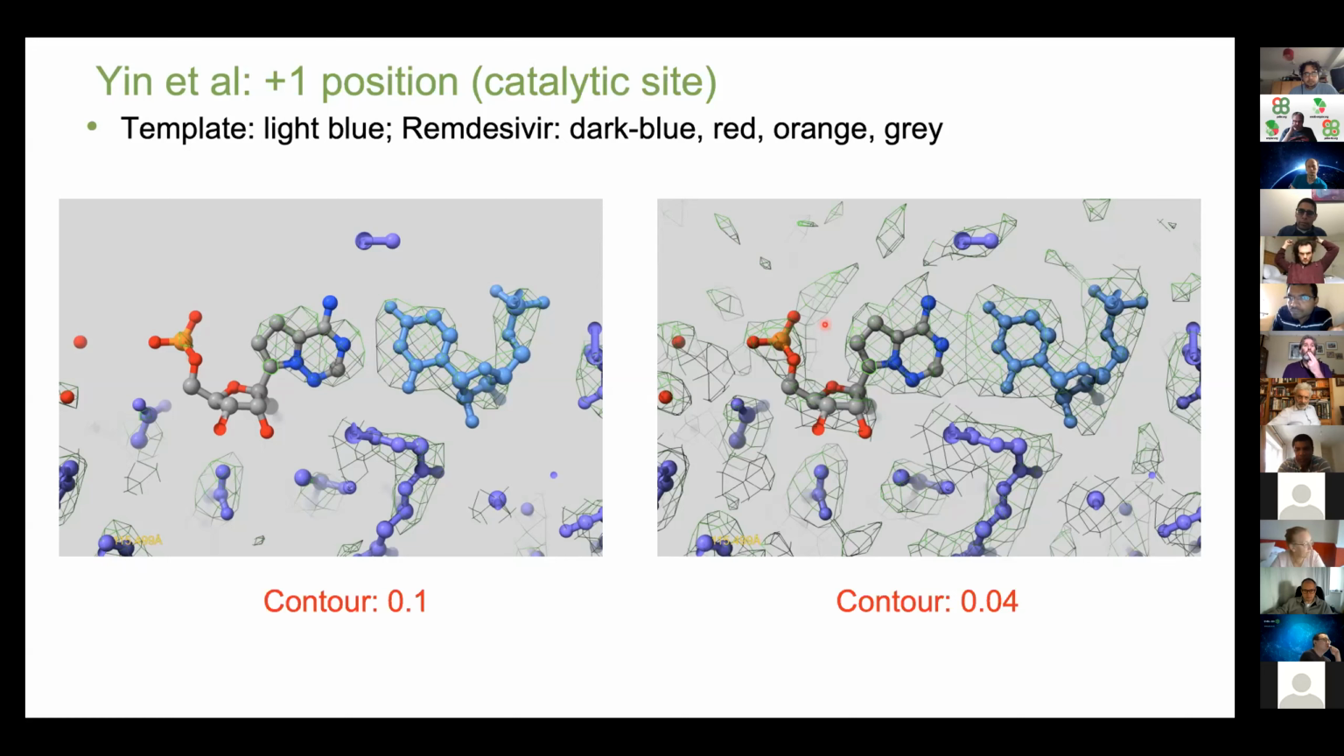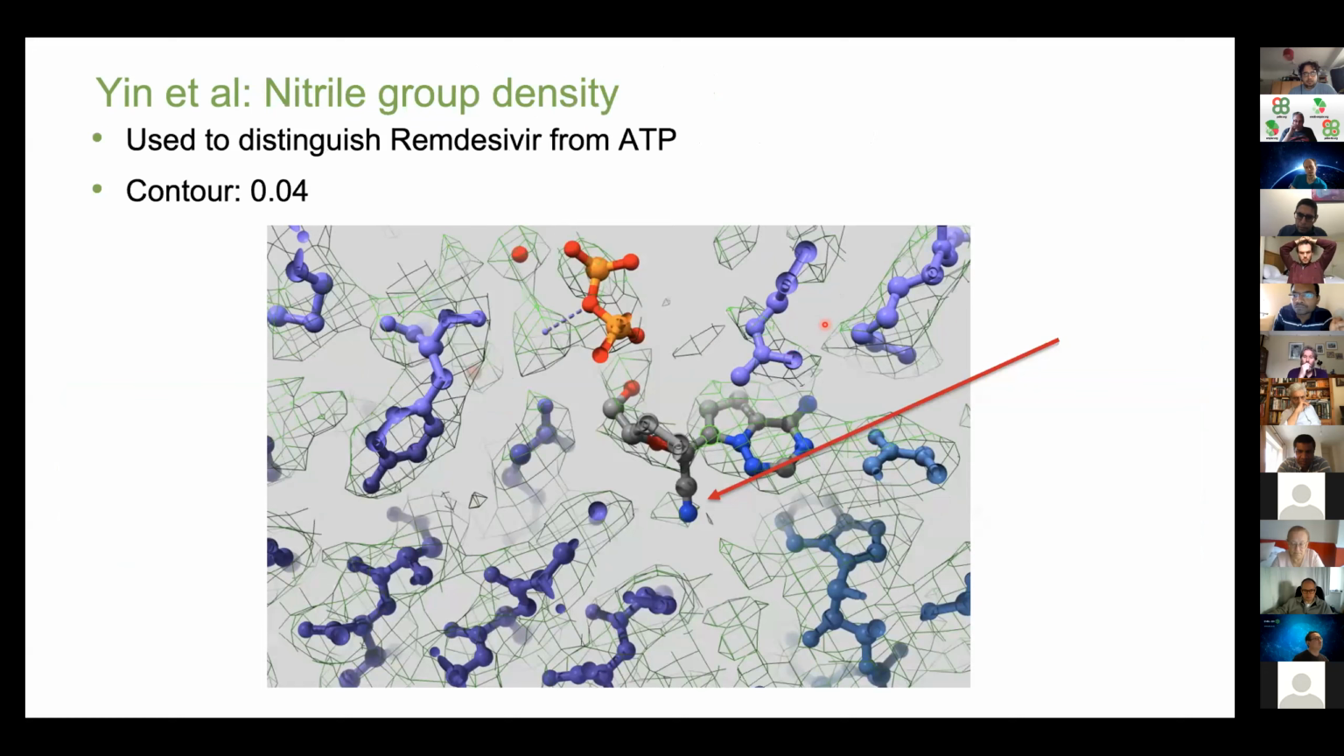That's 2.5, 2.9. So I remember when I blurred this map by 30, most of this questionable density is gone. Probably it's an artifact of over-sharpening, and just noise amplification. And in terms of distinguishing remdesivir from ATP, this thing is kind of important. This is the one which I couldn't find to start with, but Rangana, you pointed this out.